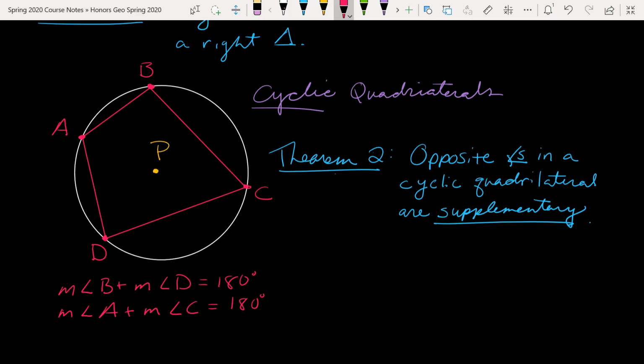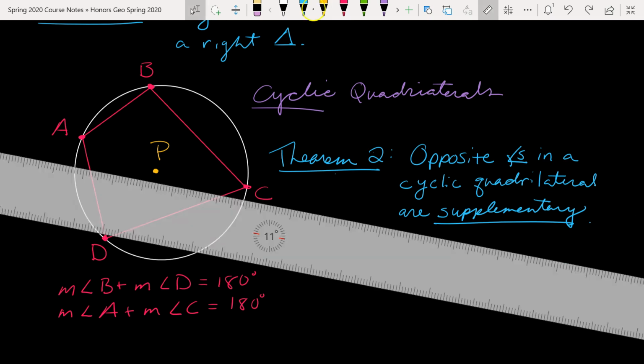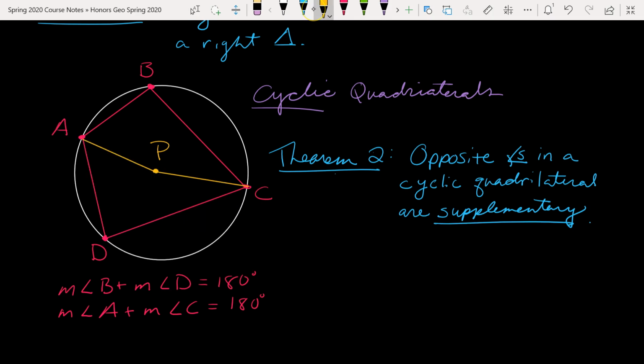But let's think about a way to prove this. The first thing that jumps into my mind is that all four angles of the cyclic quadrilateral are inscribed angles in circle P. We've already used an important theorem about inscribed angles today, so maybe we can use it again. Let's create a central angle, in this case APC. Of course, there are two angles APC, what looks like the obtuse angle, and then a reflex angle.